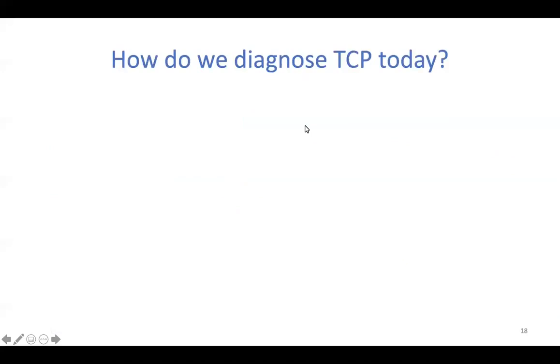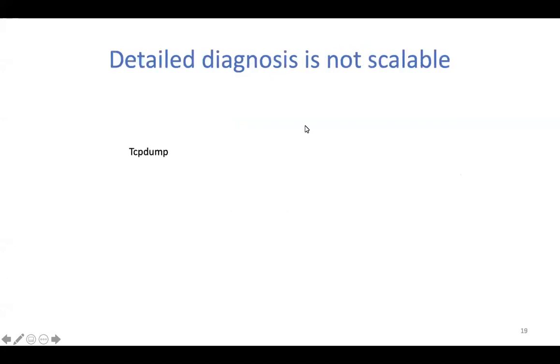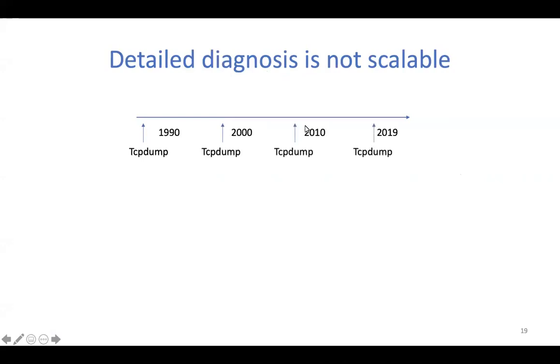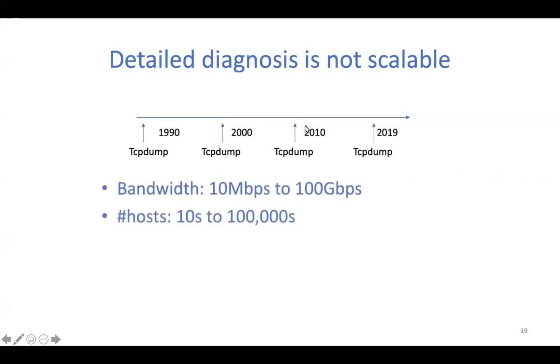So given all these different types of complex problems, how do we diagnose TCP problems today? We use a tool called tcpdump. It's a groundbreaking tool, but only 30 years ago. And since then, it has been the gold standard for diagnosing TCP problems. But it's no longer scalable today because the bandwidth and the scale of the network have both increased by more than 10,000 times. So turning on tcpdump in production will cause too much overhead.